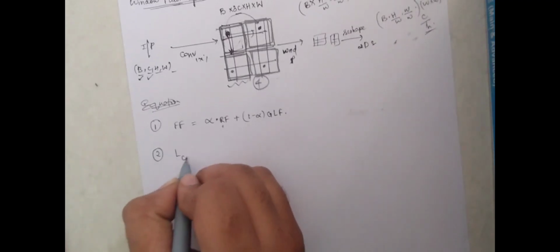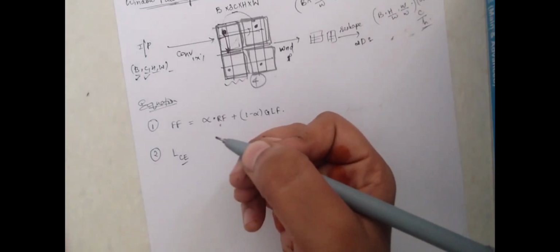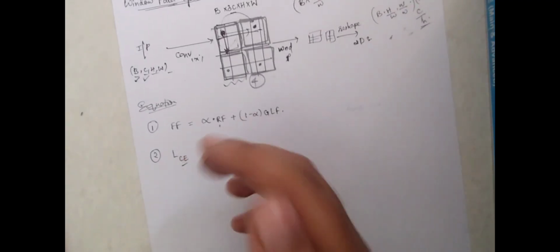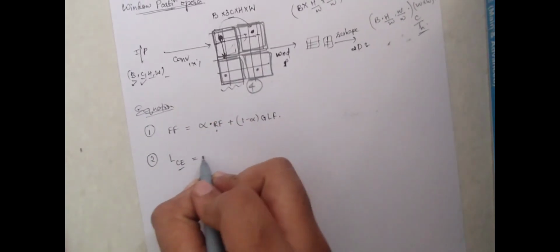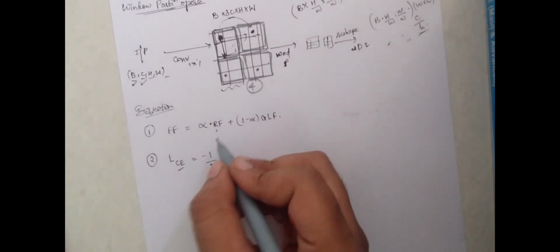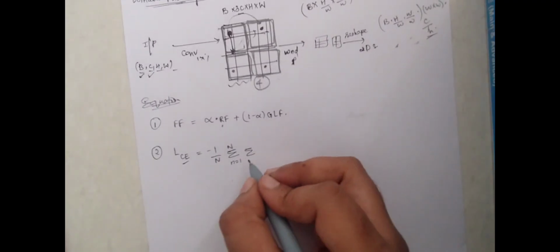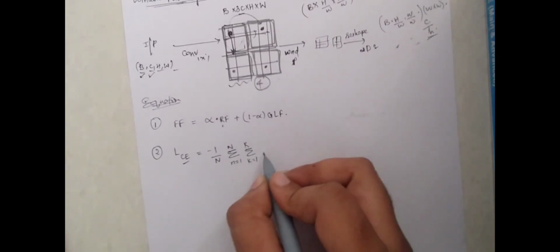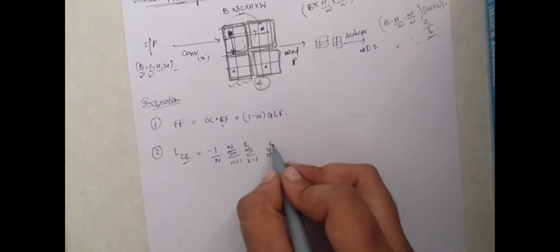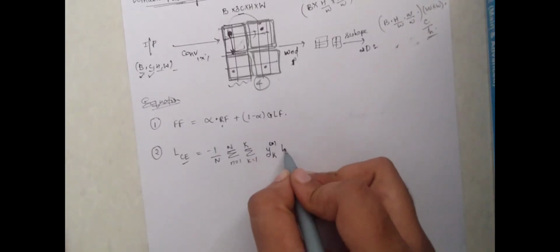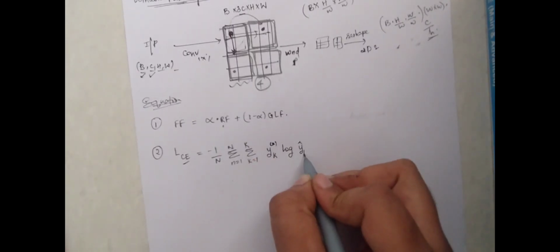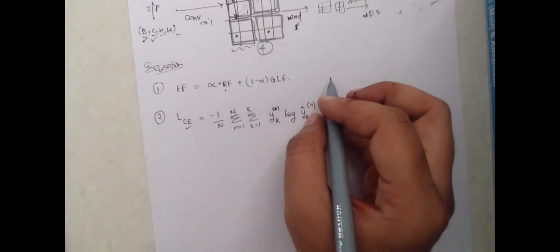Second one being the cross entropy loss. Cross entropy measures the difference between the predicted and the actual one. Minus 1 by N, summation n equal to 1 to N, summation k equal to 1 to K, y_k being the true label, y bar being the predicted one. So we take the log of that, negative log likelihood. Okay, this is the cross entropy equation.